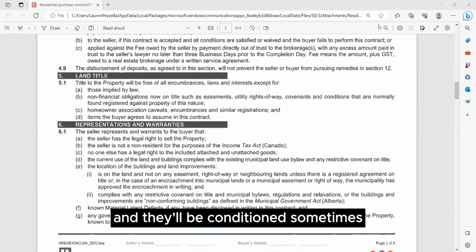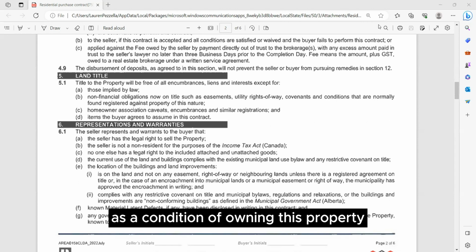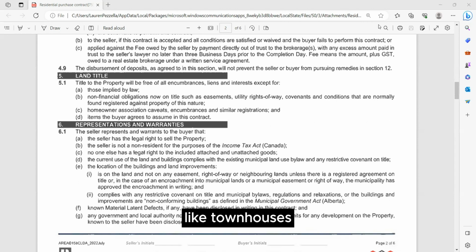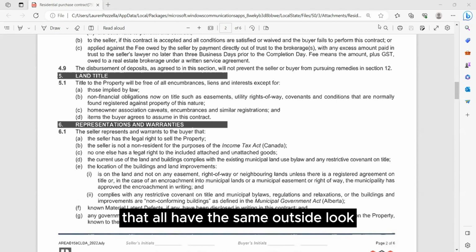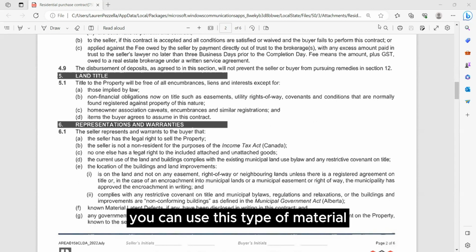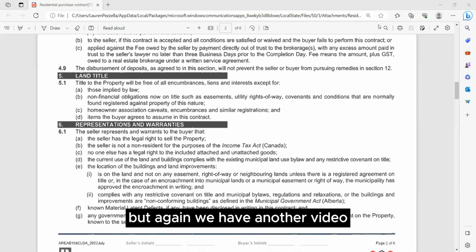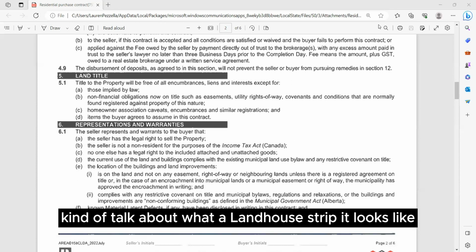And there'll be conditions sometimes on the property that say, as a condition of owning this property, you agree to do these things. So that's when you see townhouses that all have the same outside look and appearance. Typically, there's a restrictive covenant on it that says you can use this type of material and these types of colors to paint and decorate the external part of the properties. But again, we have another video. I encourage you to watch our land title video, where we talk about what a land title certificate looks like.